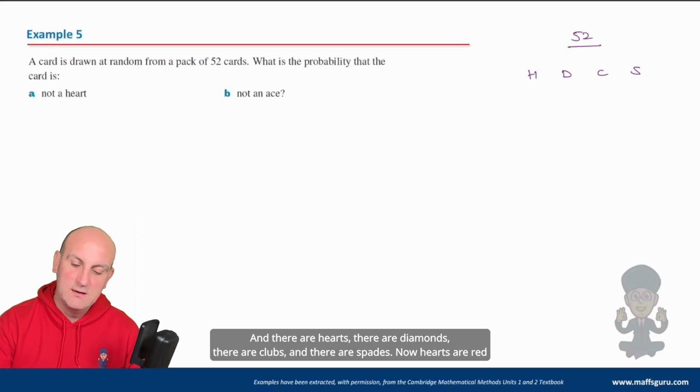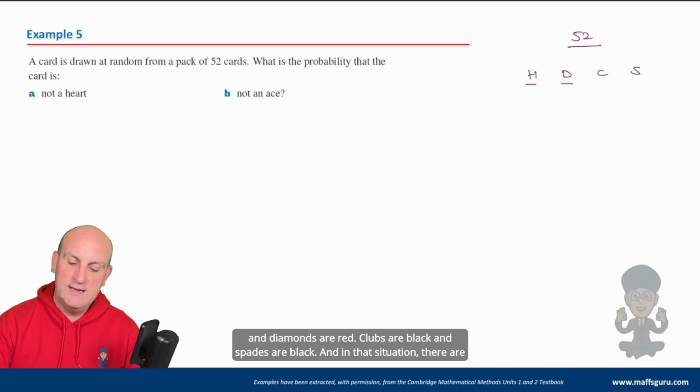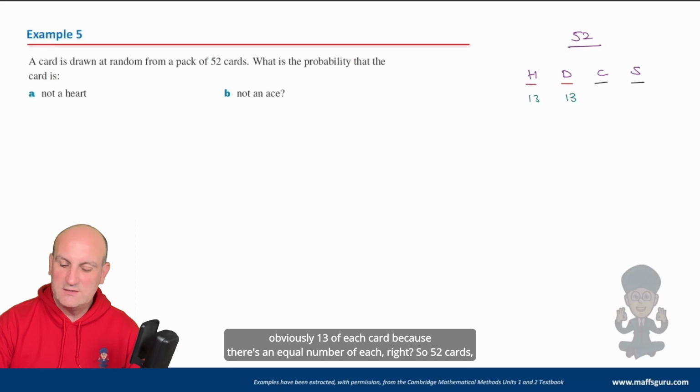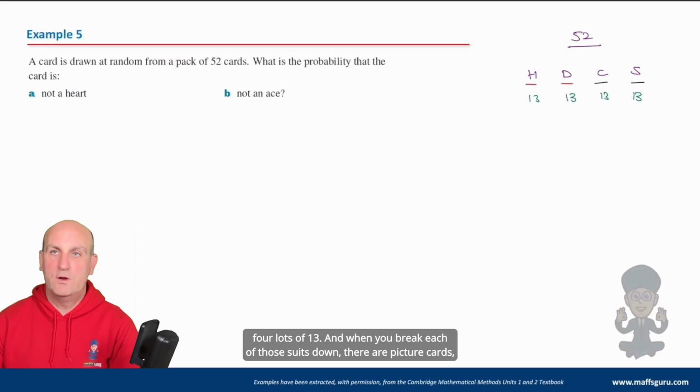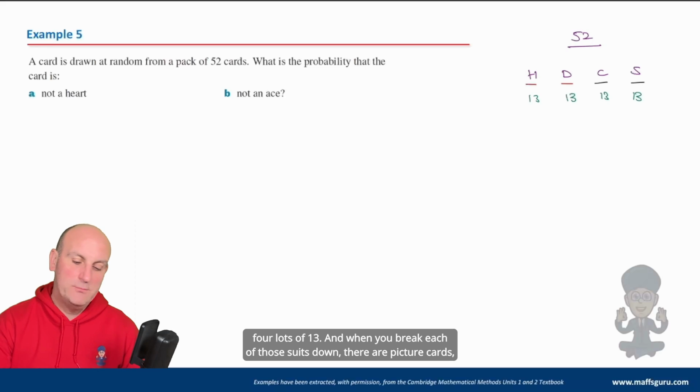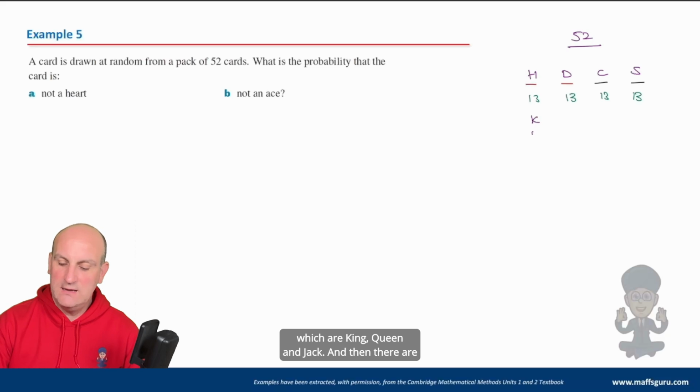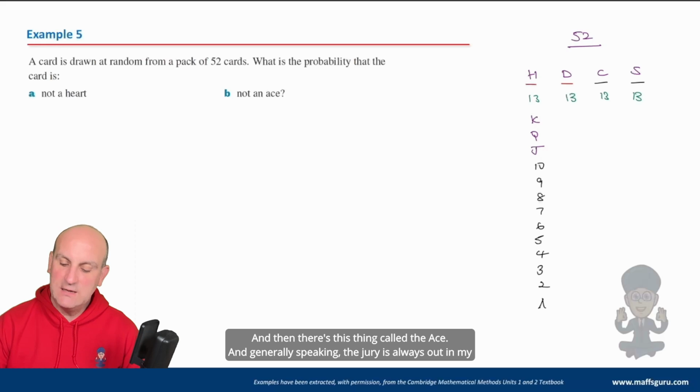Now, hearts are red, and diamonds are red, clubs are black, and spades are black. And in that situation, there are obviously 13 of each card, because there's an equal number of each, right? So 52 cards, 4 lots of 13. And when you break each of those suits down, there are picture cards, which are king, queen, and jack. And then there are number cards, which is 10, 9, 8, 7, 6, 5, 4, 3, 2. And then there's this thing called the ace.